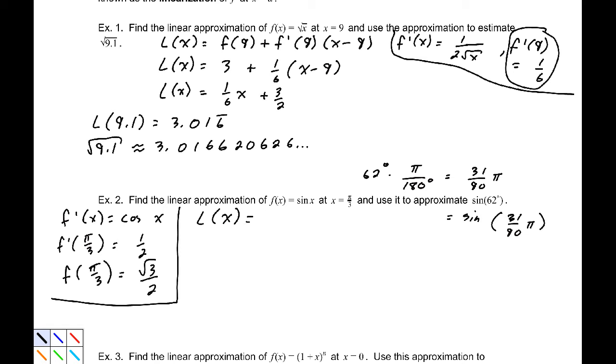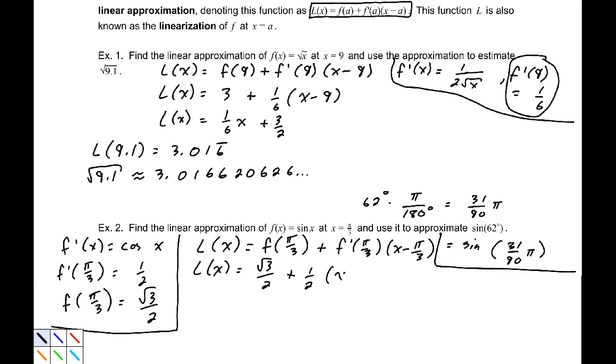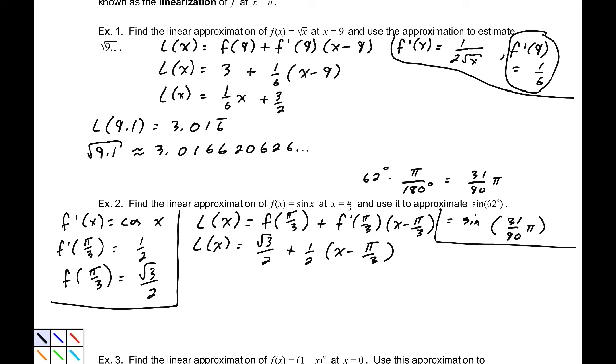Remember, that's going to be f of a plus f prime of a times x minus a. Because we've already found all that information, that is root 3 over 2 plus 1/2 times x minus pi thirds. Now I may just leave it like that. I'm not going to rearrange it because that's not going to combine very nicely.